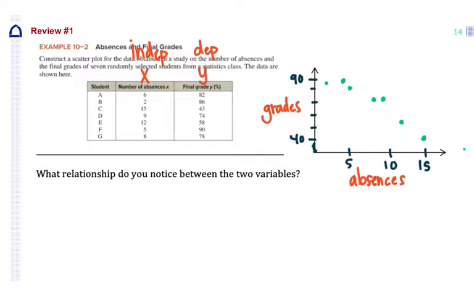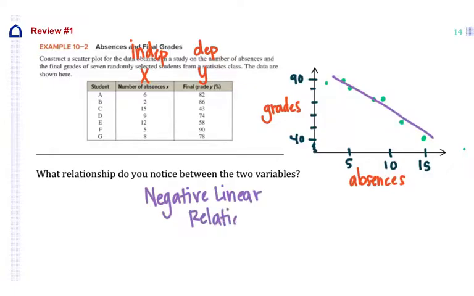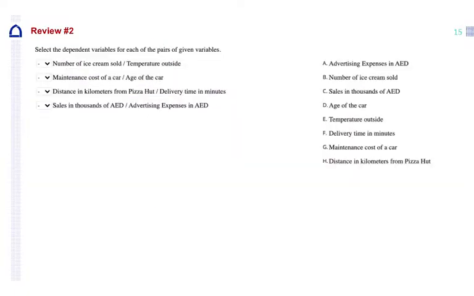Now, it's not a perfect straight line, but you can definitely see a pattern. And when it asks what's the relationship between the two variables, I would say a negative linear relationship, meaning the dots are going down and they are close to a straight line. So that's a scatter plot, and that's what it shows, which means in practical terms, we predict as you have more absences, your grades will be lower. All right, let's look at the next question.